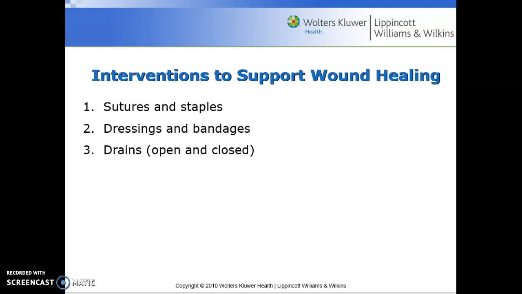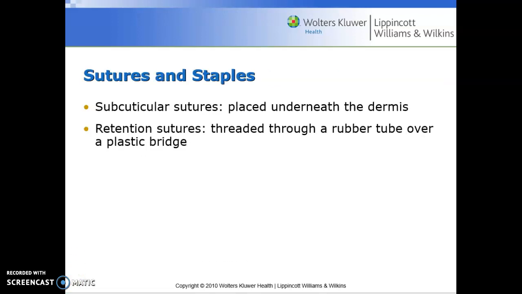Chapter 3, Video 3. We're going to talk about interventions to support wound healing. We're going to get into how you treat these wounds, like sutures, staples, dressings, bandages, drains, open and closed. So we're going to talk about that as we move forward. But first we're going to talk about sutures. There's two different types of sutures that you need to be familiar with, sutures and staples.